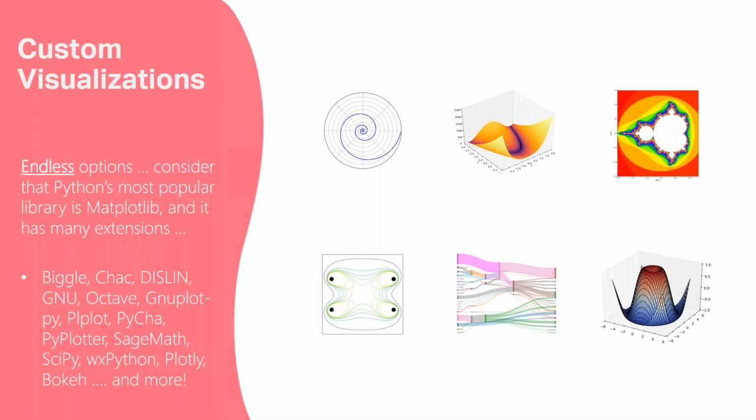So when we think about custom visualizations, either through R, Python, or our do-it-yourself JavaScript bridge, the opportunities are endless. In Python, Matplotlib, which is what we're going to use today amongst a few other libraries, has Biggle, Chalk, Dislin, GNU, Octave, NuPlot, PyPlot, PyChop, PyPlotter, SageMap, and on and on. All of those have visualizations, and they all have math libraries, and really rich rendering capability. They have really rich APIs.